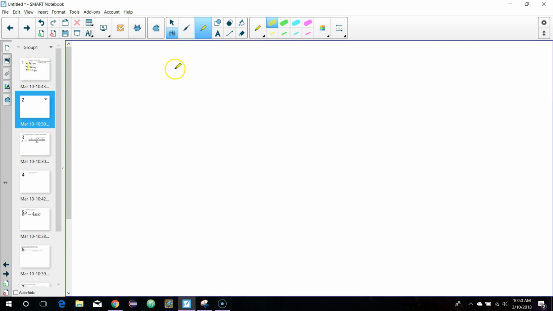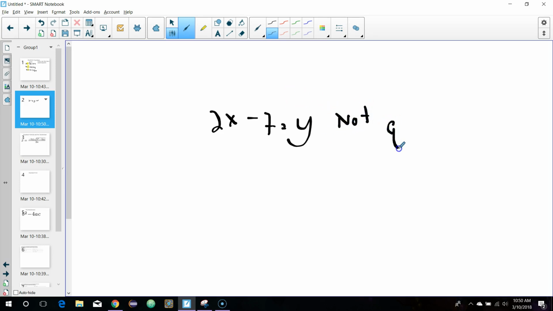Let's talk about something that is not, just in case. For example, I can give you a very simple 2x minus 7 is equal to y. That's like your slope-intercept form. This is a linear equation because you have x, you don't have x squared. So this is not a quadratic equation.